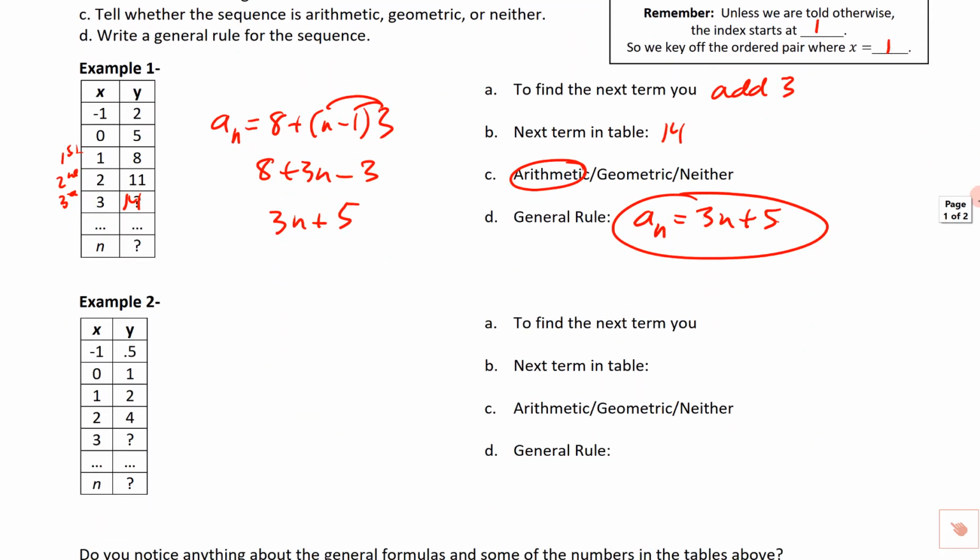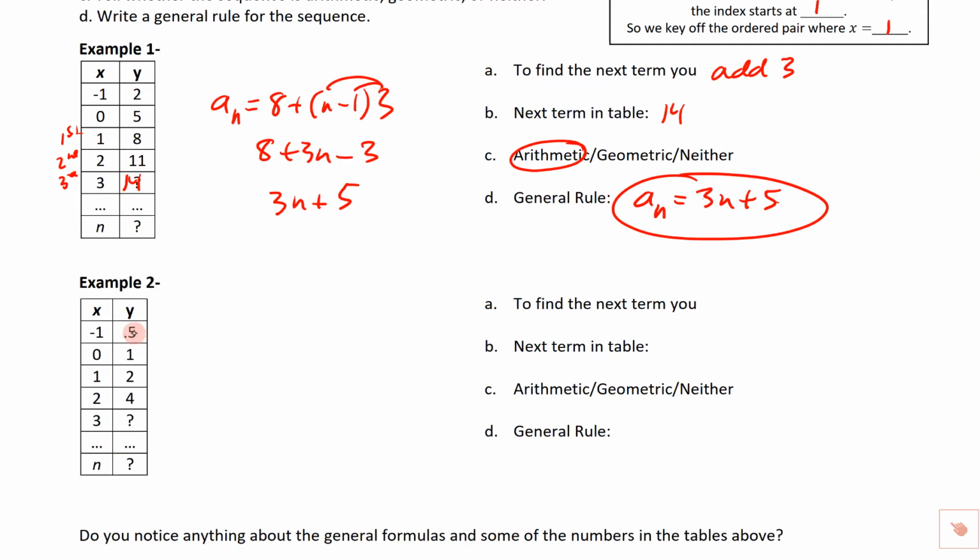So we're going to come down here, and let's take a look at the next one. We've got 0.5 or a half, and then a 1, and then a 2, and then a 4. This one kind of looks like it's doubling every time, or we could do this. Take any term and divide by the one before it. 1 divided by 0.5 is 2. 2 divided by the one before it is going to be a 2. 4 divided by the one before it, that's going to be a 2. So what's happening here is we're doubling every single time. So this is going to be an 8. So the next term in the table is an 8. So to get from one to the next, you multiply. So let's say multiply by 2.